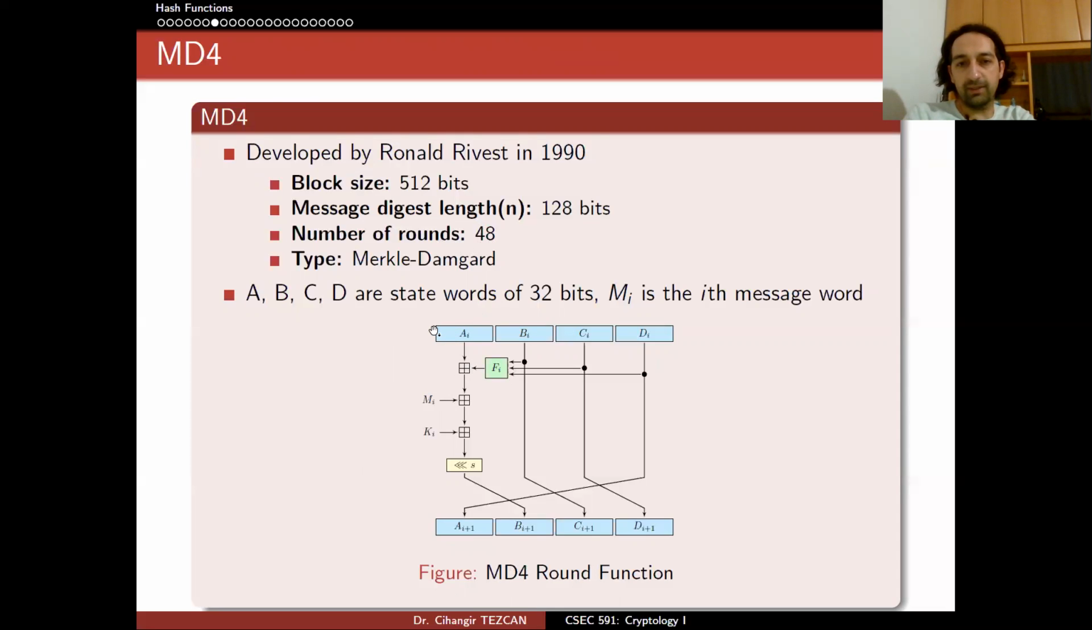The IV is put here as A, B, C, D, which are 32-bit values. The message block is divided into 32-bit parts, and they are fed from here. These are just modular additions of 32-bit values. This is rotation. Ki is a constant, and Fi is just a basic operation that combines the inputs B, C, and D, which are just AND and OR operations and so on. So you repeat this operation many times, and at the end you will obtain the output here, and then you XOR it with the IV to obtain the hash.